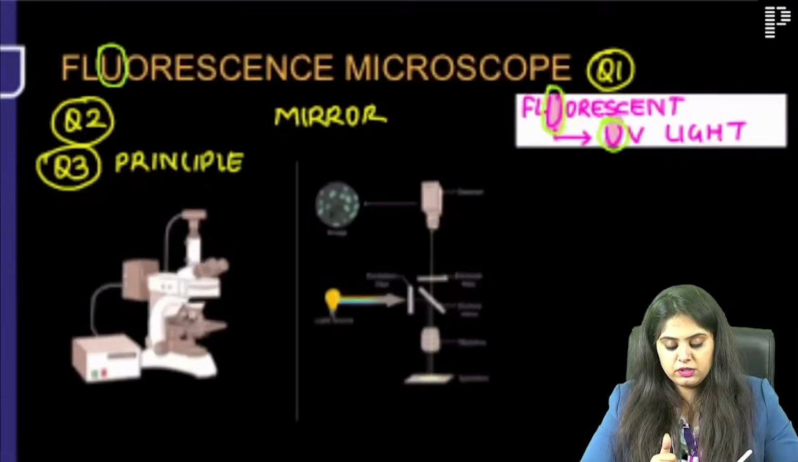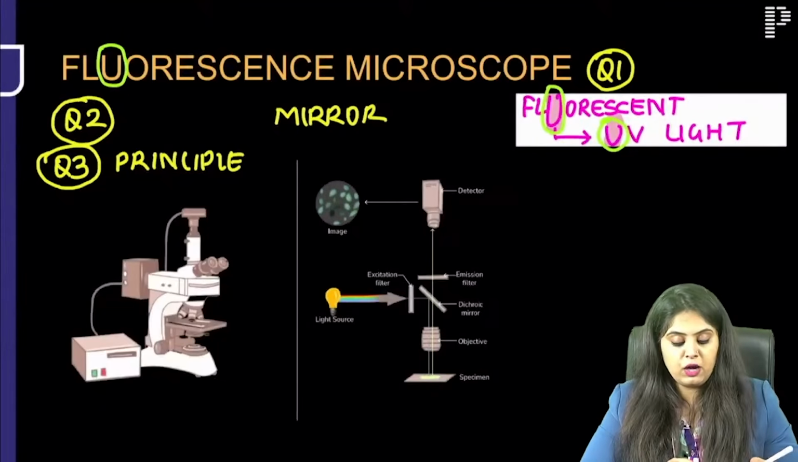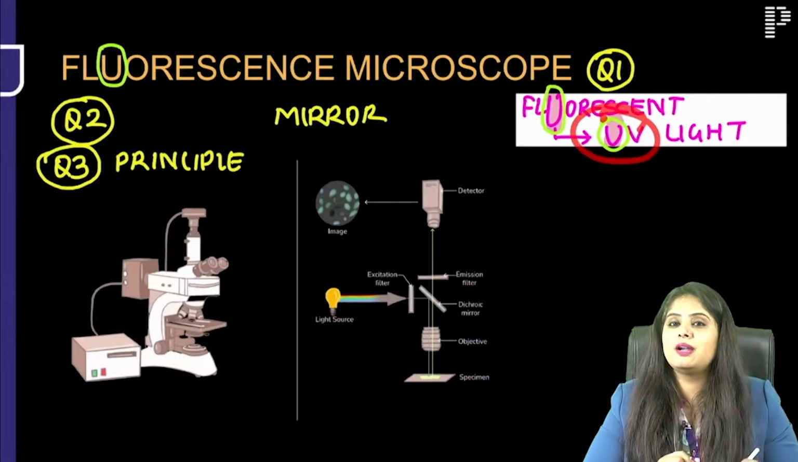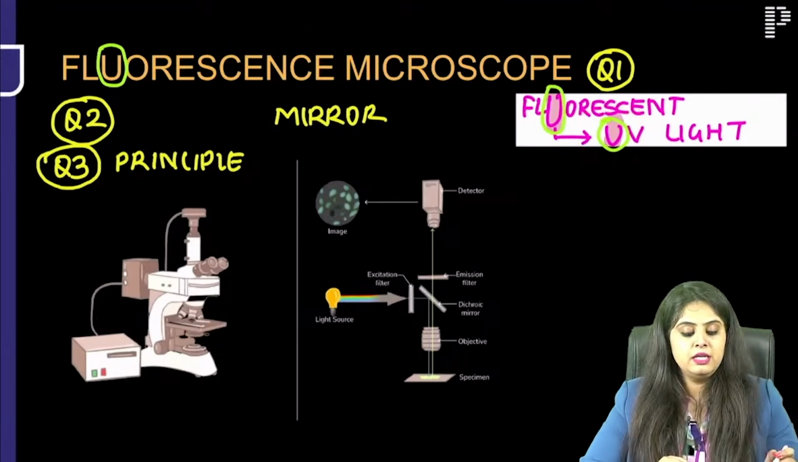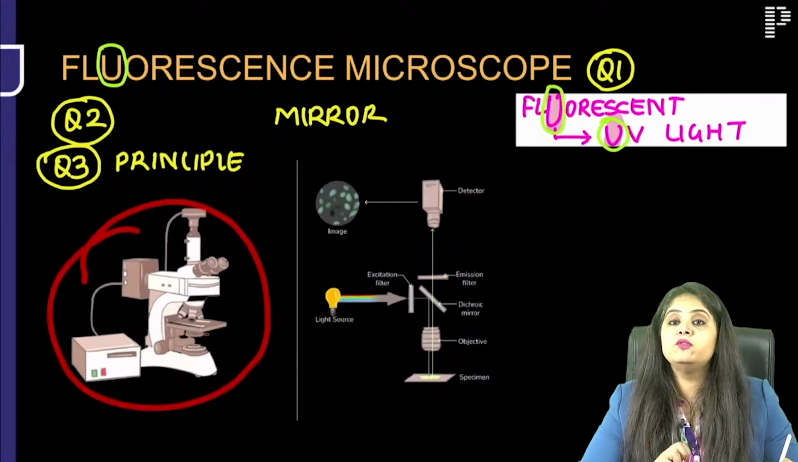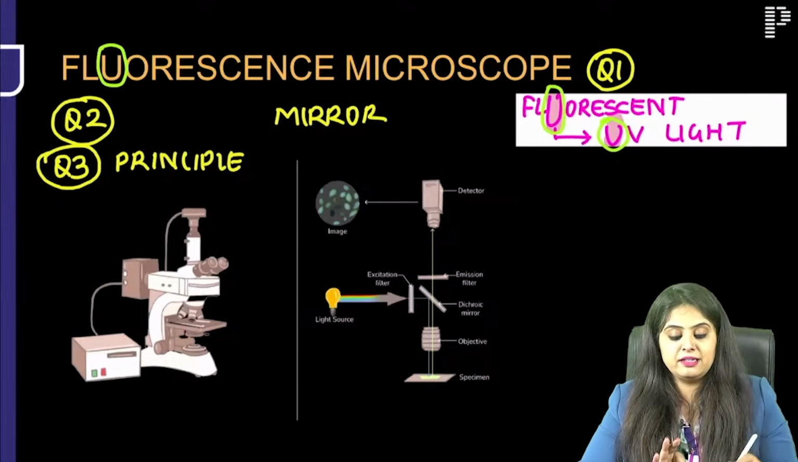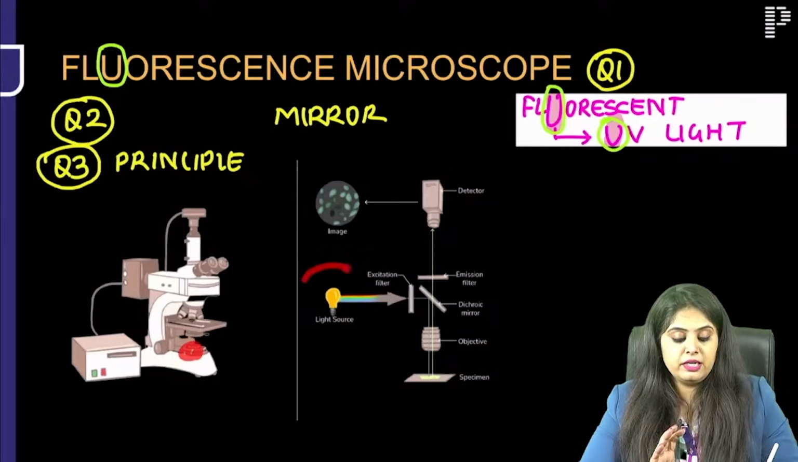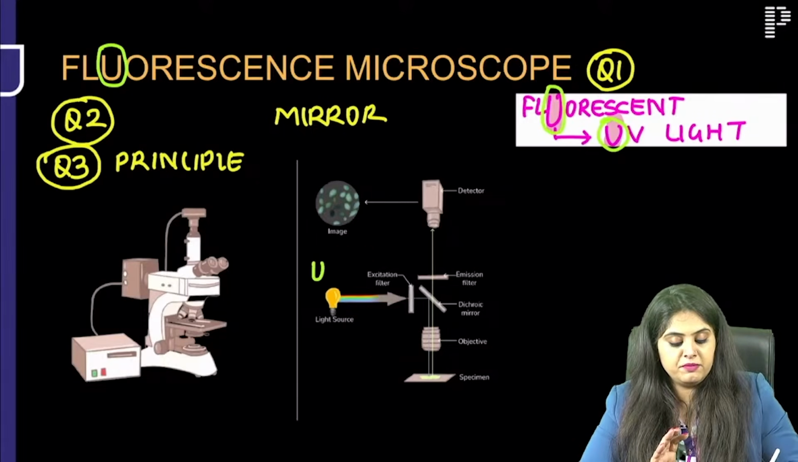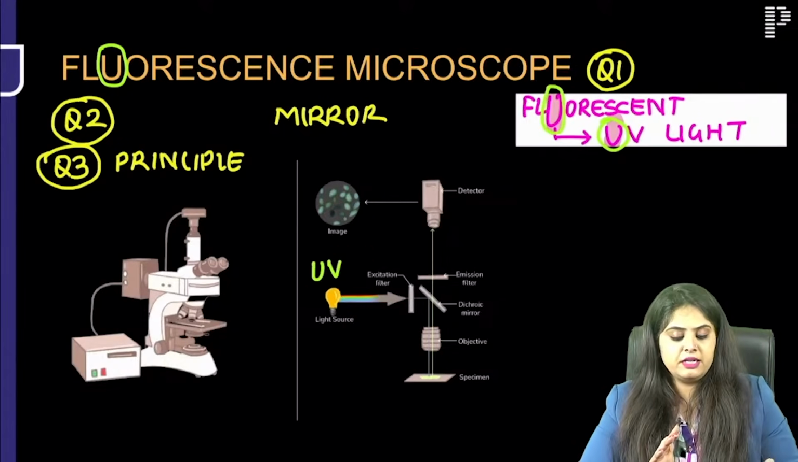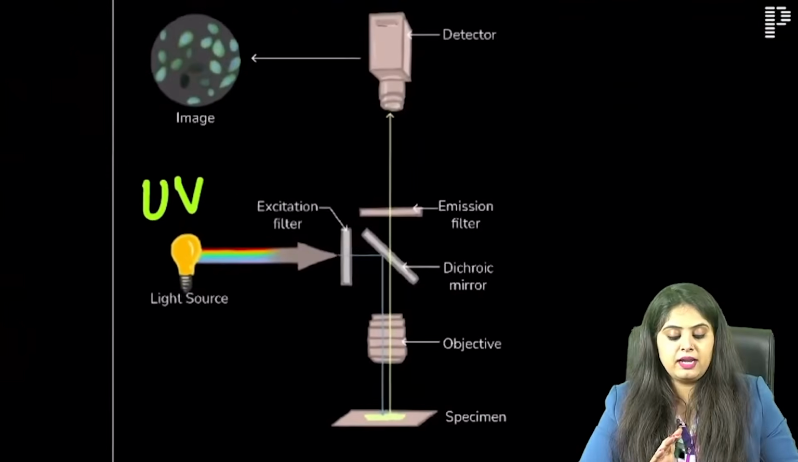Okay, coming to the third one, the fluorescent microscope. Now what do you have? You can't just buy any light from the market and put it. In this fluorescent microscope, you will have to use a special light, that is ultraviolet light. If you are attaching a bulb over here, make sure it is an ultraviolet light bulb, number one. So let's start reading. Let me zoom into this now.